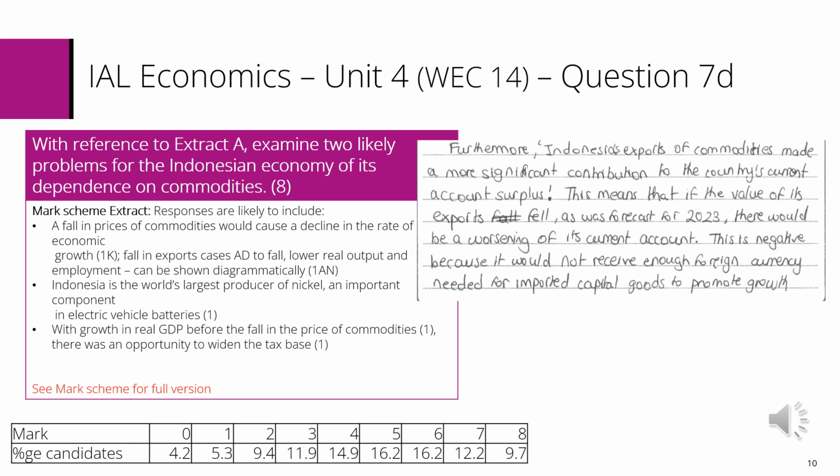As with Unit 1, we start with question 7, and in this case question 7D. This question, remember, is in section B, and with section B, students have access to a case study. The question asks students to examine 2 likely problems for the Indonesian economy of its dependence on commodities.